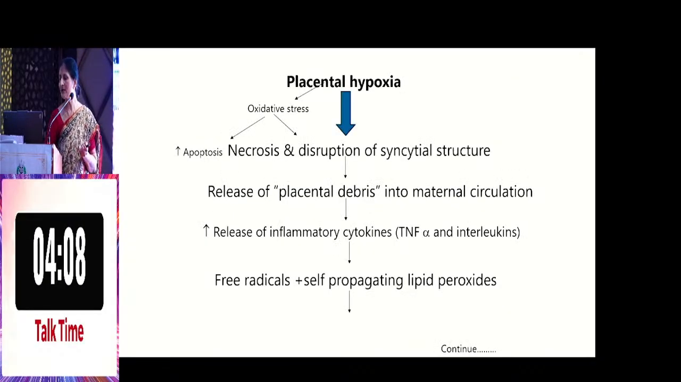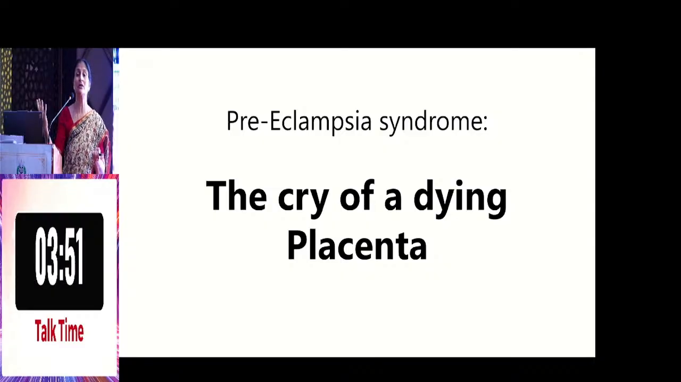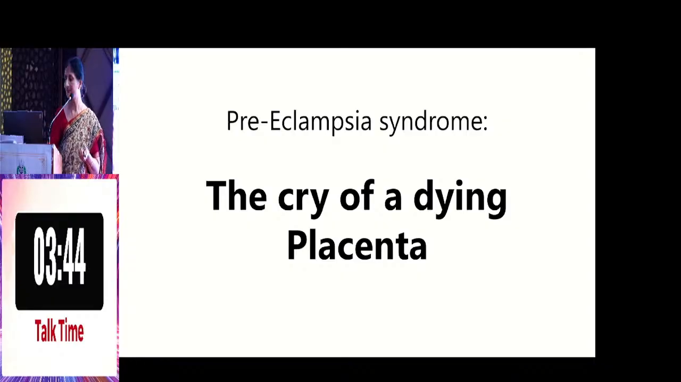So ultimately, preeclampsia syndrome, what we now understand, is a disease of the trophoblast. And the syndrome, as it shows itself, is actually the cry of a dying placenta. Whatever symptoms are happening to the mother, the hypertension, the placenta is trying to tell us: do something for me because I am dying.